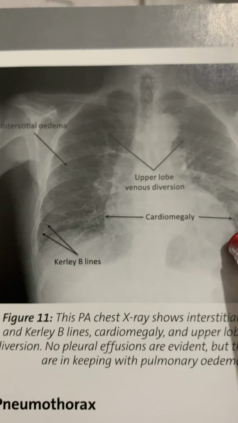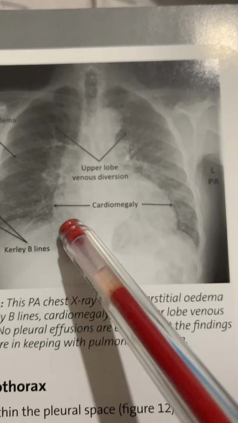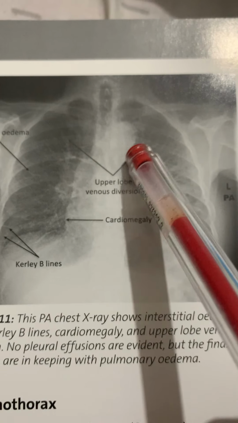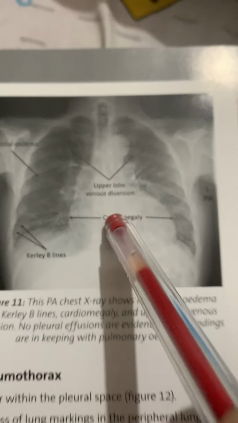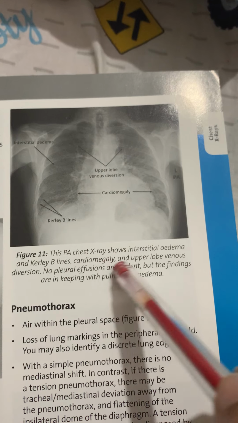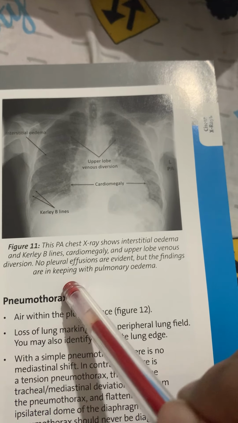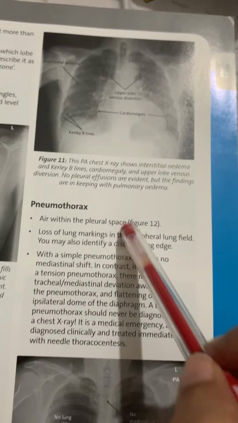and these are the Kerley B lines, and this is the interstitial edema, cardiomegaly, and upper lobe venous diversion. Venous markings are more marked. Kerley B lines, cardiomegaly, and upper lobe venous diversion. No pleural effusion is evident, but the findings are in keeping with pulmonary edema.